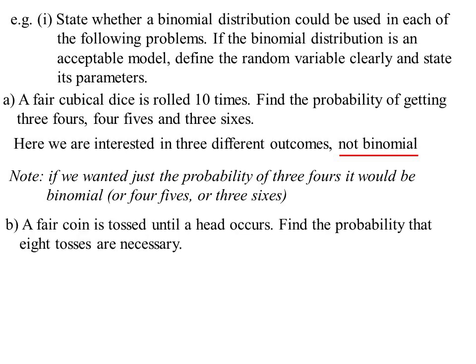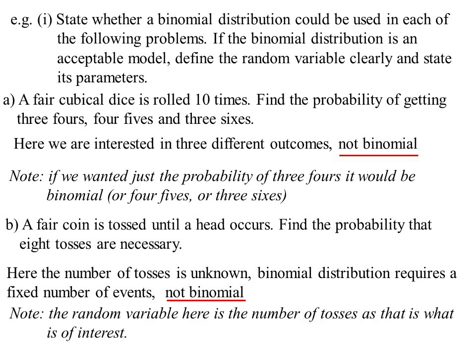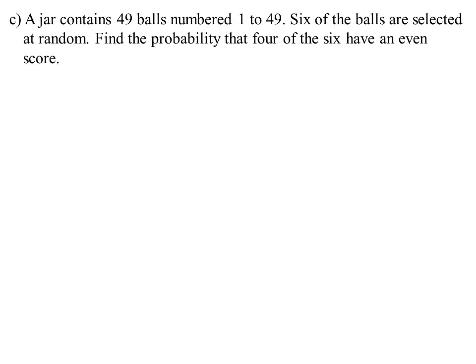Yeah, we're going to toss a coin and we're going to keep tossing it until we get a head. What's the probability that 8 tosses are necessary? Now again, this one would not be binomial because we don't know how many trials there are. So we don't know. Our binomial distribution, remember the 2 key pieces of information, we need to know how many events there are and the probability of success, and we don't have that. So, no good.